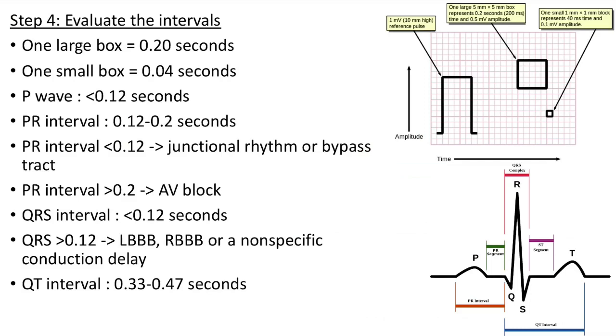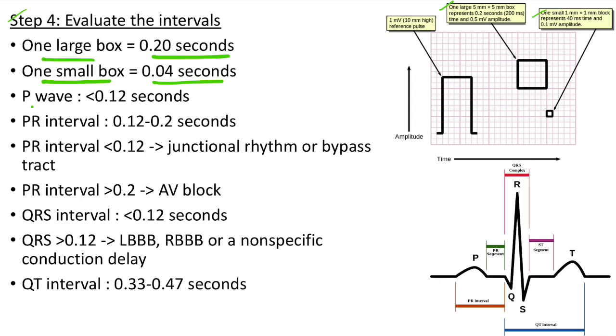Step 4 is we have to evaluate the intervals. Remember, one large box is equal to 0.2 seconds and one small box is equal to 0.04 seconds. As you can see in this picture, one large box is equal to 0.2 seconds or 0.5 millivolt amplitude. One small box is equal to 0.04 seconds or 0.1 millivolt in amplitude.